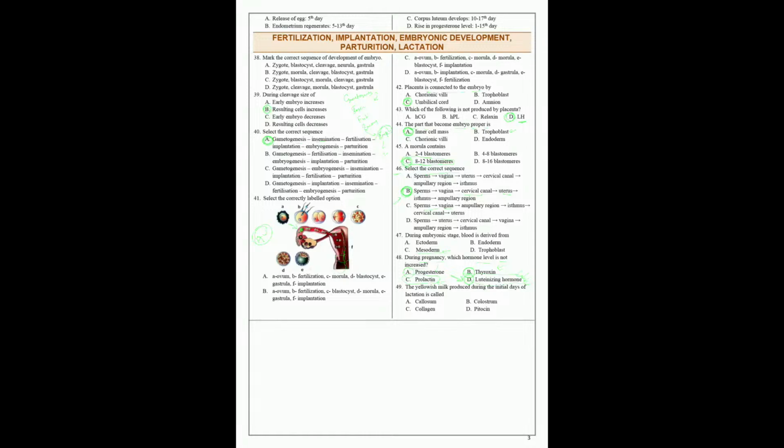The yellowish milk produced during the initial days is called colostrum. Colostrum is the correct answer. So that was the 50th question, we only had 49 questions. So that's it for this session, we'll stop here.